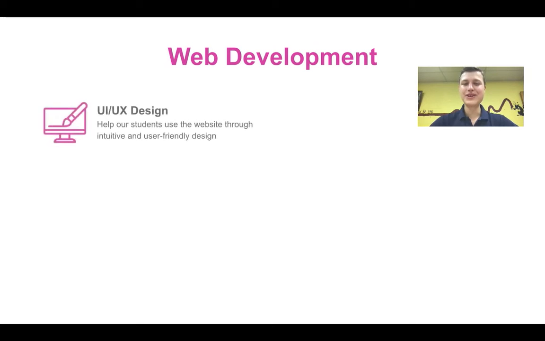So let's start with the web development. As we discussed, which we covered in the questionnaire that we sent out to you, we have 6 major areas of web development which we'll need assistance with. First of all, we have the UI UX design, which is all about helping our students use the website through intuitive and user-friendly design, to really create a design where as soon as you land on the website, you know exactly where to go and where to find the things that you are looking for.